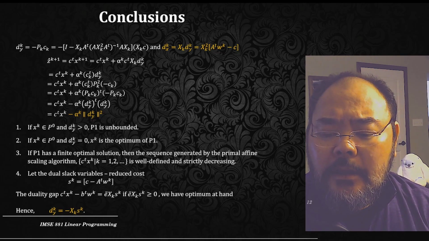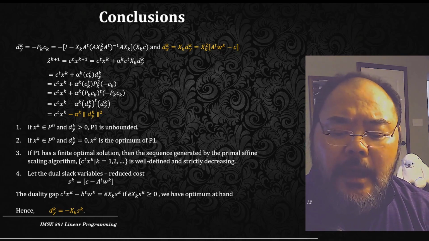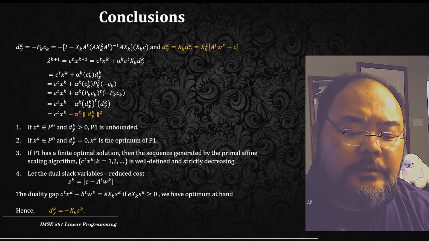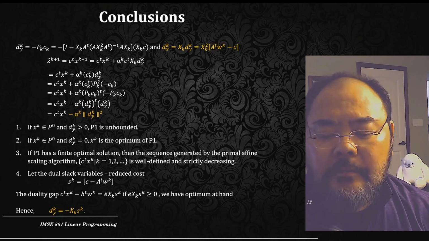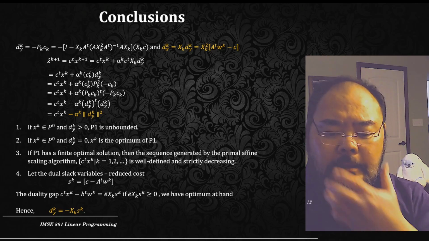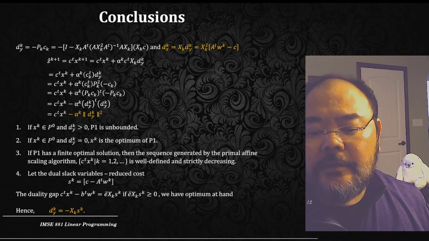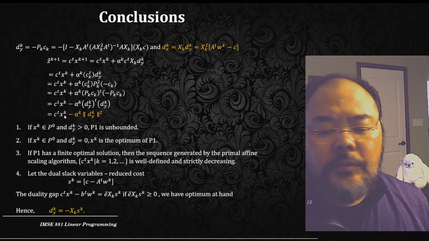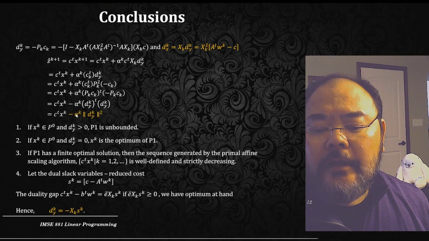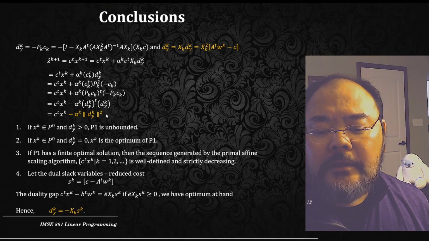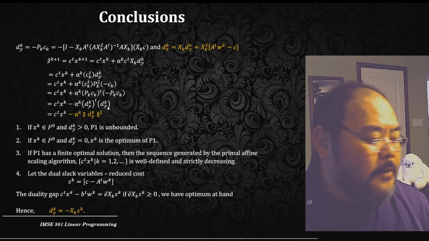Okay, if P1 has a finite optimal solution, the sequence generated by the primal affine scaling method, c transpose times xk, is well defined and strictly decreasing, because this portion of the solution, negative alpha k, is positive, and dyk squared is also positive with a negative sign. Each iteration we will decrease our objective function for sure.